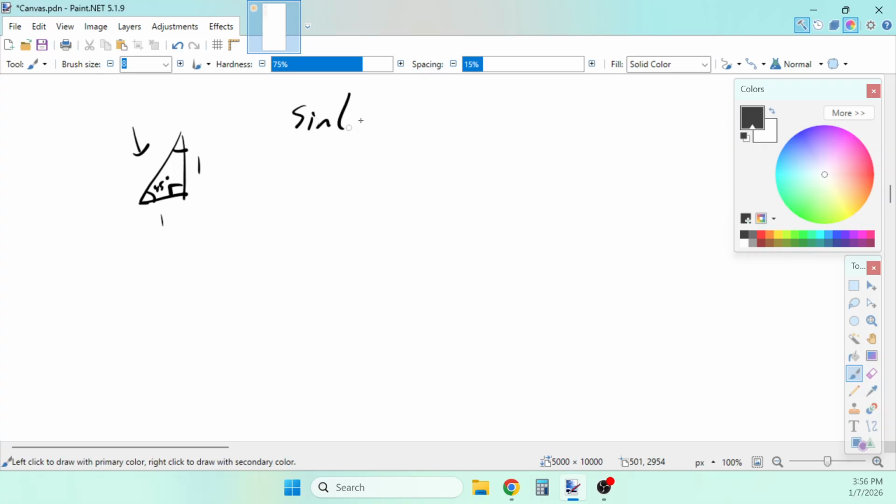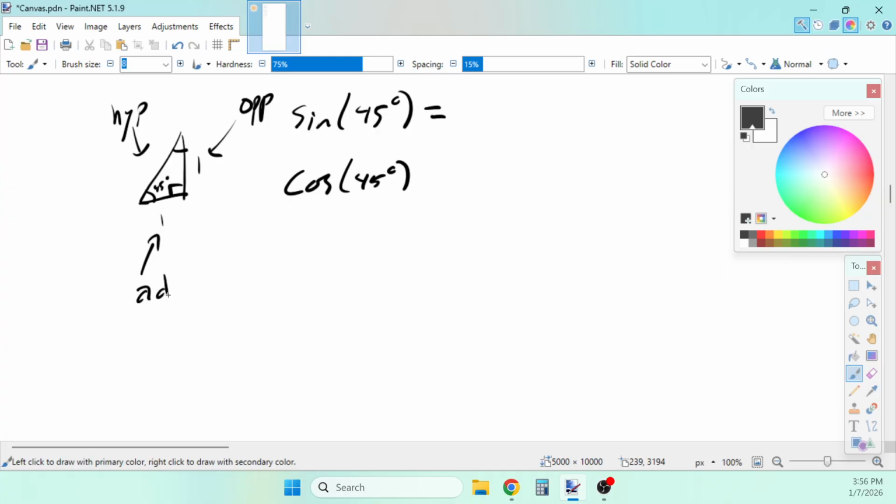We have the sine of 45 degrees is going to be equal to the opposite divided by the hypotenuse. So if we find the hypotenuse, those 2 sides, we divide them, we get the sine. We have the cosine of 45 degrees is the adjacent divided by the hypotenuse. And the tangent of 45 degrees equals the opposite, which is 1, divided by the adjacent, which is also 1. So if we knew how to find the hypotenuse, we could find the value of sine and cosine.